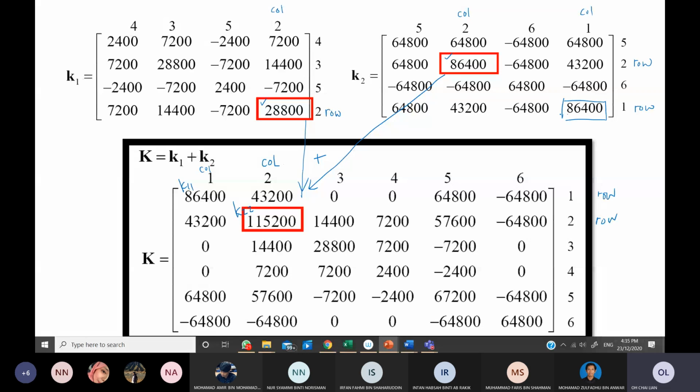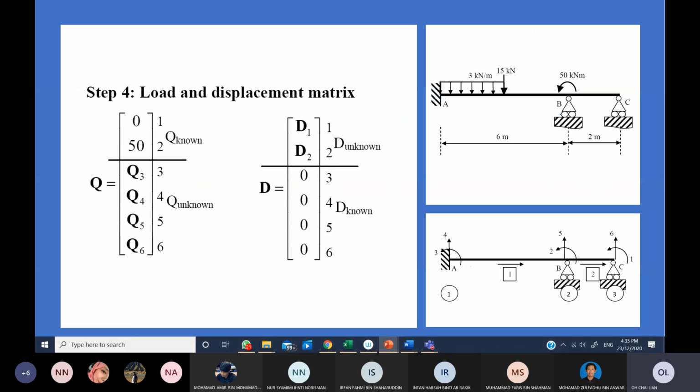Thank you. So I will move on to the load displacement matrix. I think I wrote it wrongly here. Can you help me to change it to vectors? Okay, so these are vectors. You can do this first. Once you have given the notation, you can already determine the load and displacement vector.